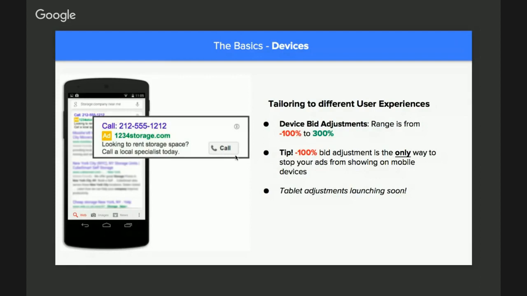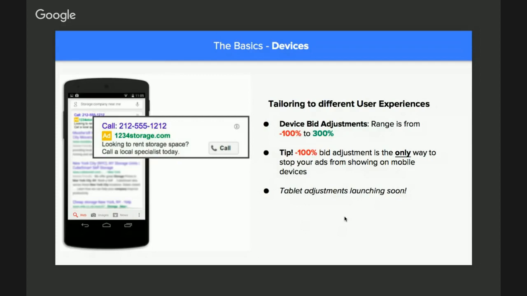Now, something exciting that Google just announced is you can soon do tablet bid adjustments. Right now, tablets and computers are kind of lumped together, and the only thing you can make an adjustment on is actually mobile devices. But in the next couple of months, you can actually make adjustments to tablets. So that's some of the basic stuff that I wanted to go over.